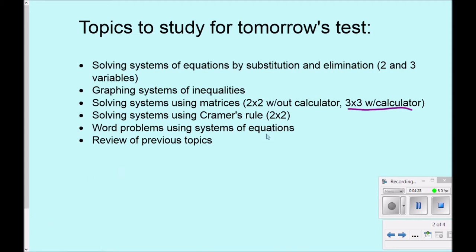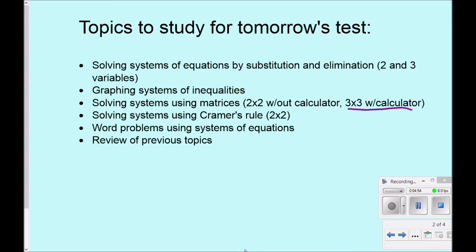Cramer's rule, 2x2. Word problems, just 2 variables, no 3 variable word problems on the test. And solving systems of equations by substitution elimination, I will tell you on the test there is one that you're required to use elimination for, and it's a 3 equation, 3 variable system. So make sure you're able to do that by hand without a calculator using elimination.